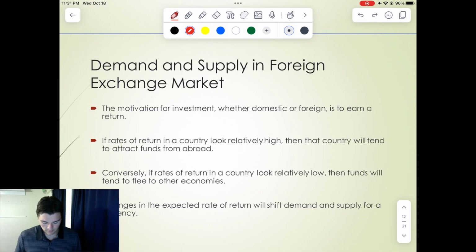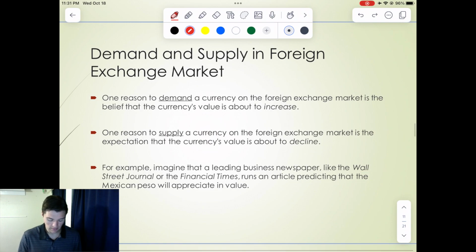So basically what's going to happen here is that because the Mexican peso is going to appreciate, you would rather try to sell some of your dollars to get the peso because it's going to be stronger, and that's going to affect the demand and supply of the peso.